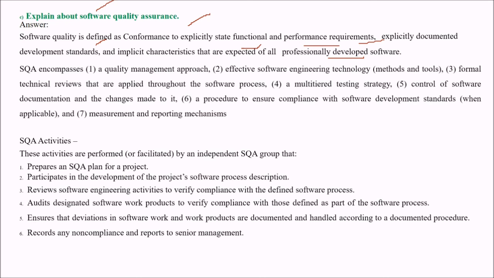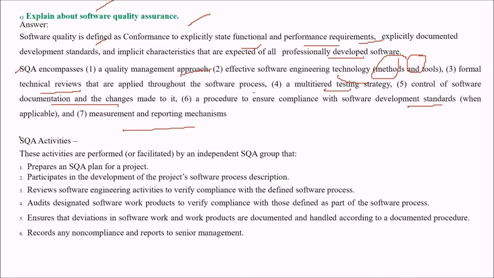So what does SQA do? It encompasses a quality management approach, effective software engineering technology, that is methods and tools, formal technical reviews that are applied throughout the software process, a multitiered testing strategy, control of software documentation and the changes applied to it, a procedure to ensure compliance with software development standards whenever applicable, and measurement and reporting mechanisms.